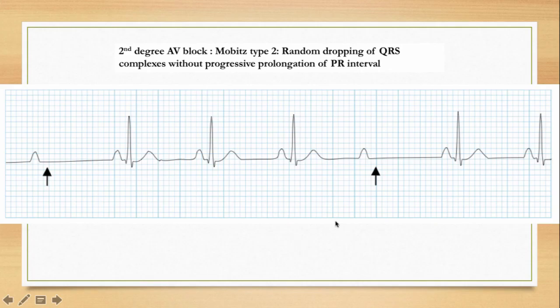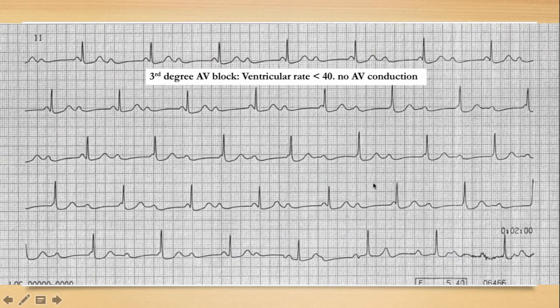So Mobitz type 2, which is also second degree AV block, is basically happening whenever there is random dropping of the QRS complex and there is no progressive prolongation. So you can see PR intervals are pretty constant, but then all of a sudden one QRS drops. And third degree AV block is where there is basically complete dissociation between the atrium and the ventricle.